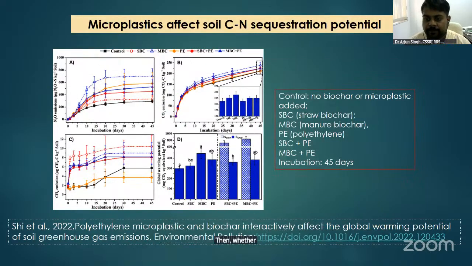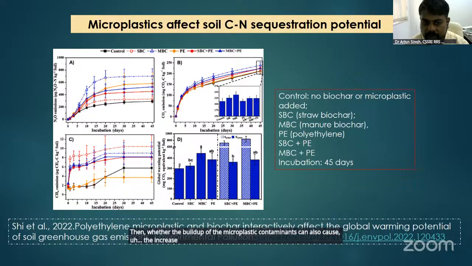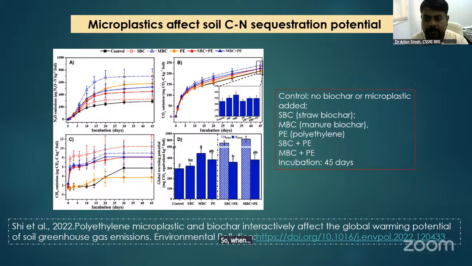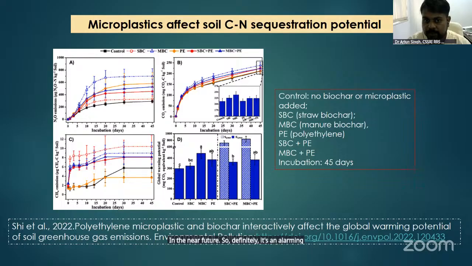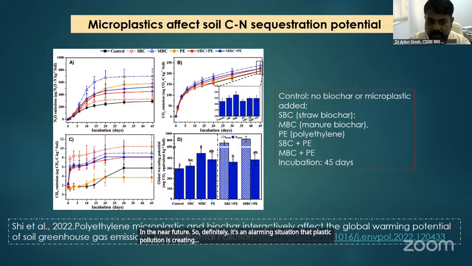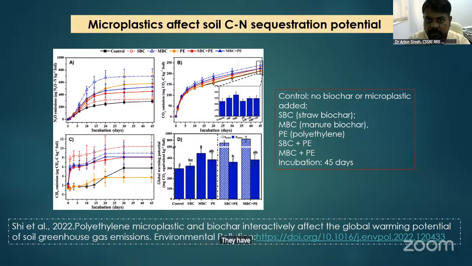Then, whether the buildup of microplastic contaminants can also cause an increase in global warming potential. When microplastics were applied in the soils, it was seen that there was an increase in CO2, nitrous oxide, and methane gases from the soil environment. It's a potential study; they can be another important factor for global warming in the near future. So definitely it's an alarming situation that plastic pollution has the potential to contribute to global warming.